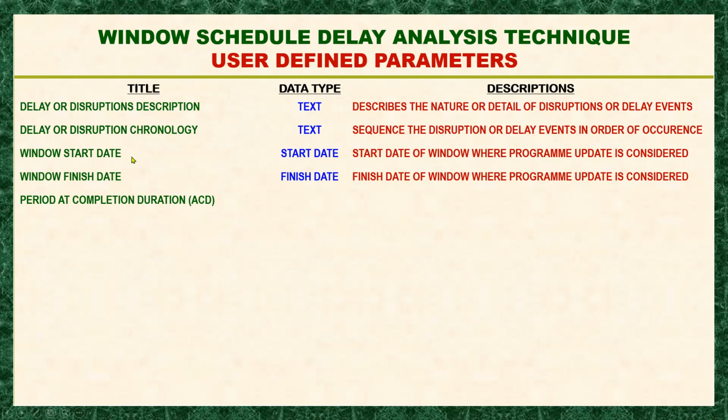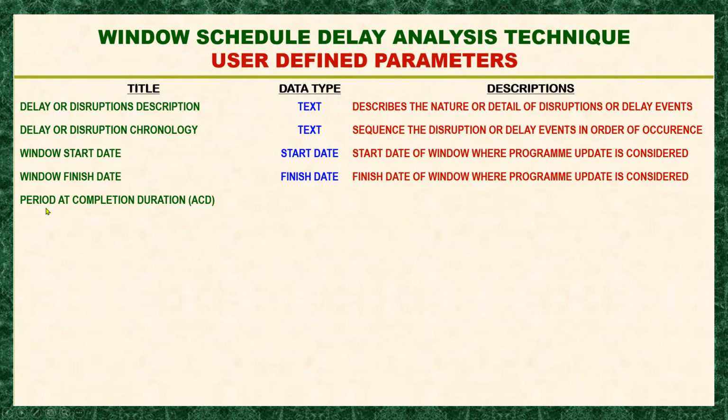But for now, since we are updating for the month of June, our first update, our window start date should be the 1st of June 2022, and our window finish date should be the 30th of June 2022. But for now, we assume that there is no delay on this first update, so there will be no start date or finish date for the window here.